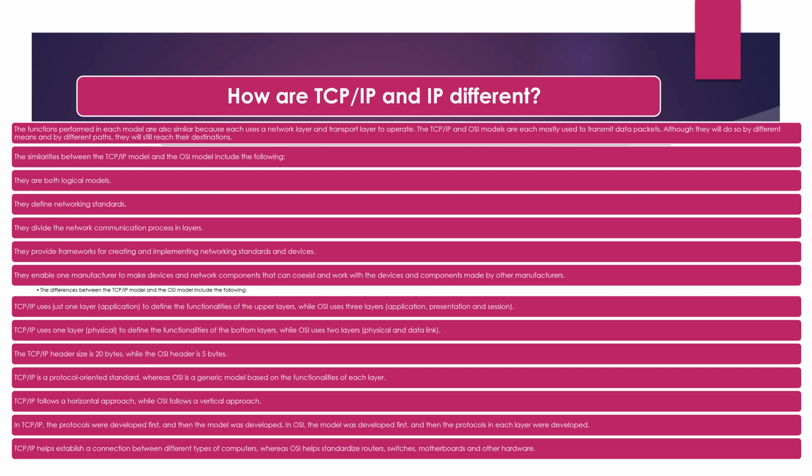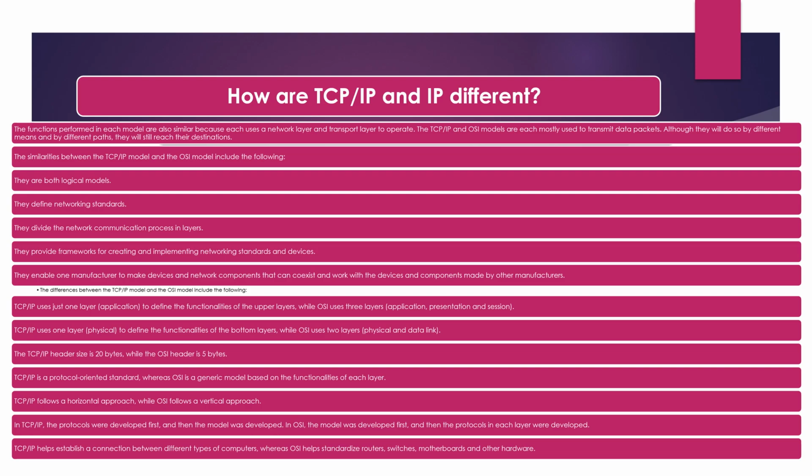TCP/IP uses just one layer, application, to define the functionality of the upper layers, while OSI uses three layers: application, presentation, and session. TCP/IP uses one layer, physical, to define the functionalities of the bottom layers, while OSI uses two layers, that is physical and data link. The TCP/IP header size is 20 bytes, while OSI header is 5 bytes. TCP/IP is a protocol-oriented standard, whereas OSI is a generic model based on the functionalities of each layer.